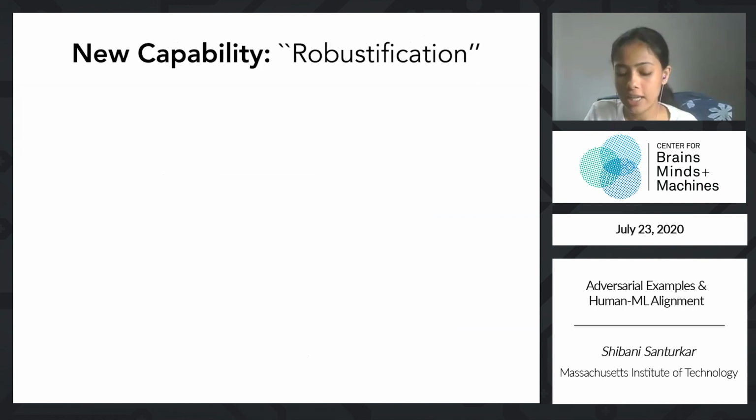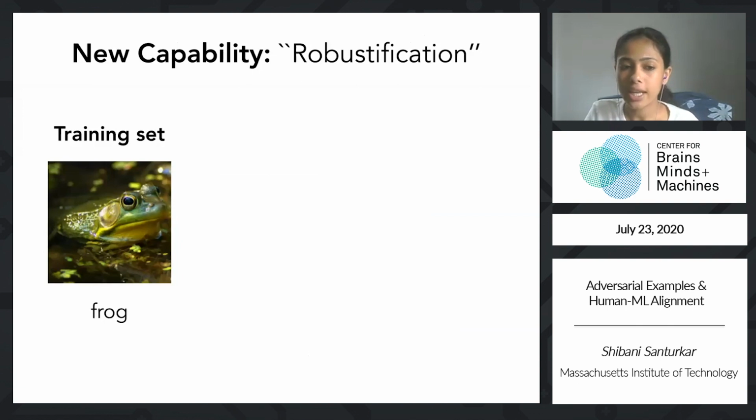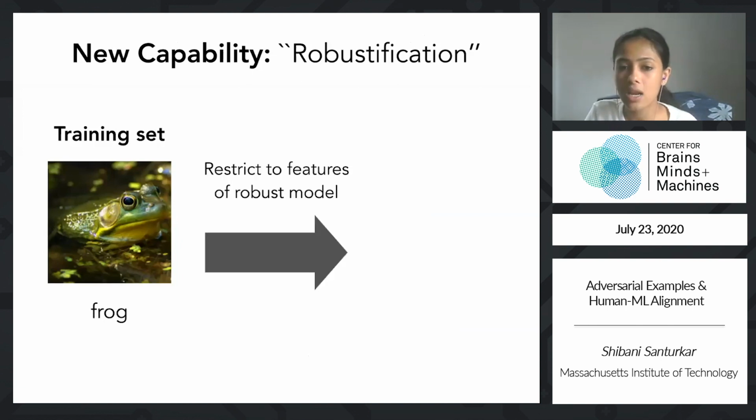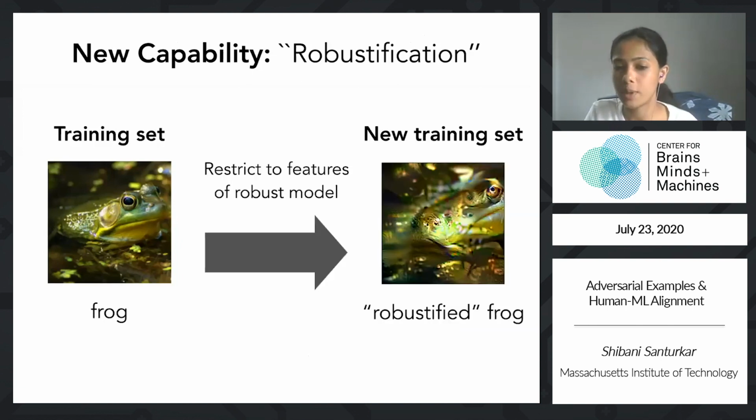And another really interesting thing that this viewpoint allows you to do is that now you can take a standard training set and restrict it to only contain robust features. I'm not going to go into how we do this, but it basically involves focusing on the features that a robust model uses, but I'm happy to answer any questions about this. But you construct this new training set that contains only robust features.